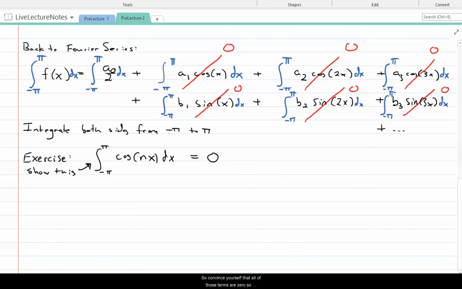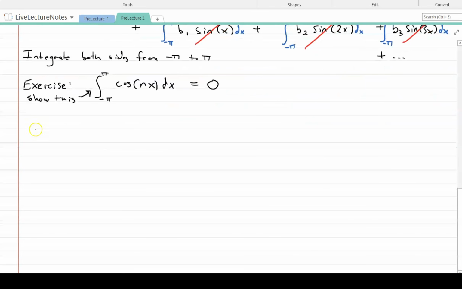So you see what I did. By doing the integral of both sides, I got rid of all the terms except for one. Okay, so now I have this much simpler equation to deal with, which looks like this. Integral minus pi to pi, f of x dx, is equal to integral minus pi to pi, a0 over 2 dx, plus everything else is 0.